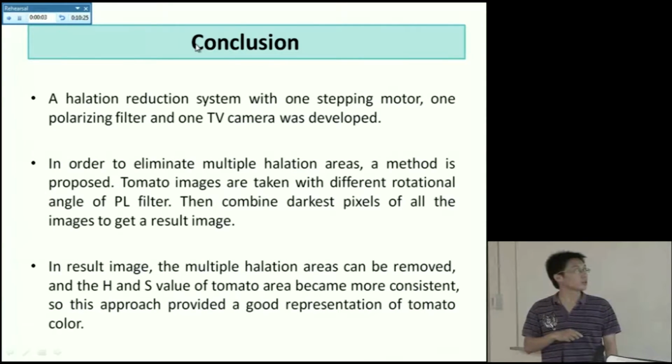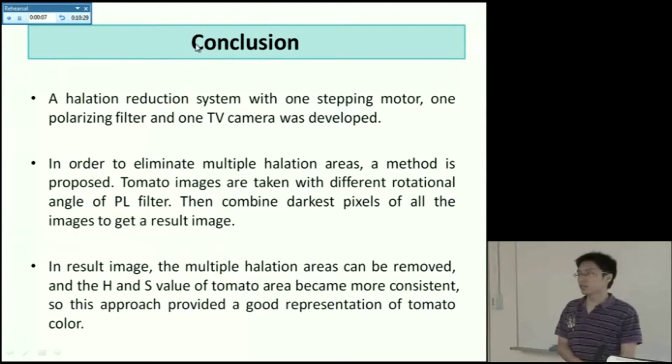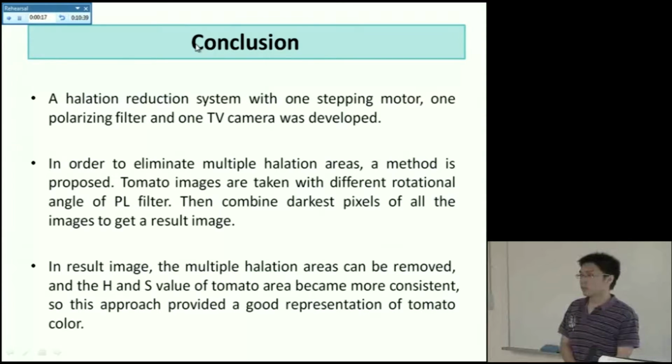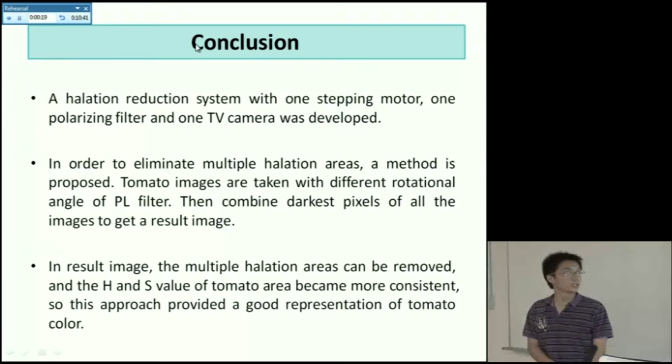Okay, here is my conclusion. In this research, a halation reduction system with one stepping motor, one polarizing filter, and one PV camera was developed. And in order to eliminate multiple halation areas, a method is proposed. The tomato images are taken with different rotational angles of the PL filter, then combine all the darkest pixels of all the images to get a result image.